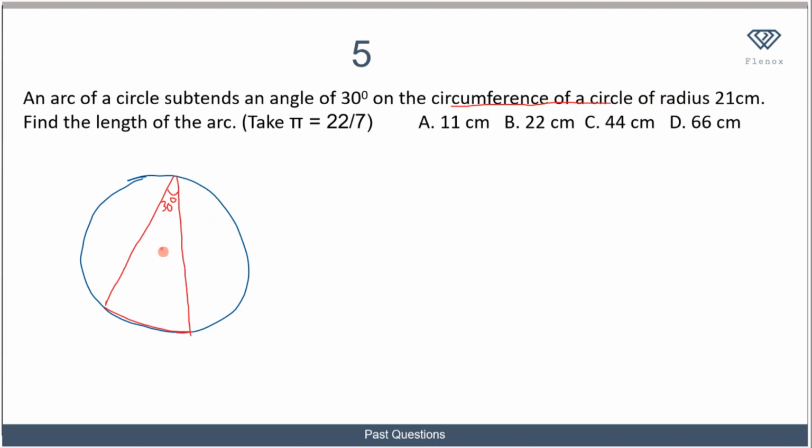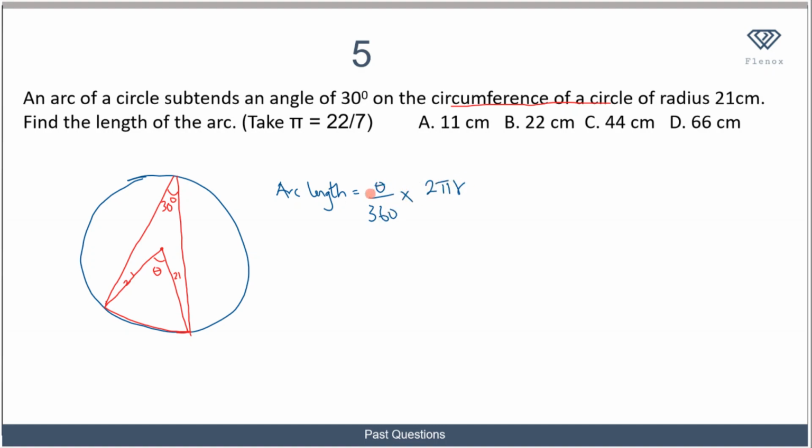If the radius is a line drawn from the center of the circle to the circumference, these two lines over here are the radius, and we are told that the length is 21. So the length of this line from here to here is 21. Now we are told to find the length of this arc. So this angle here I can call theta. If you remember the formula for the length of the arc, we say arc length is equal to theta over 360 times 2 pi r.